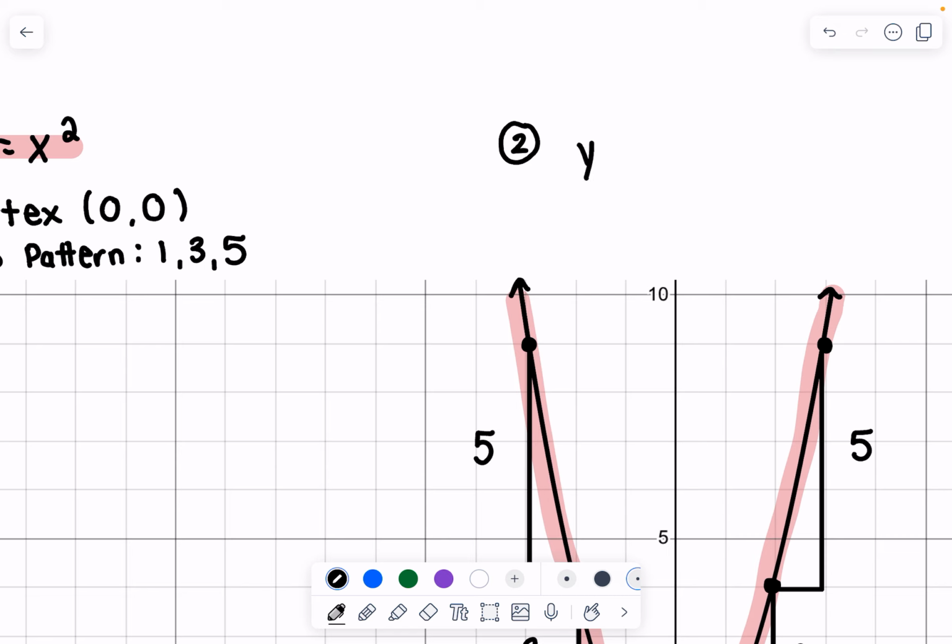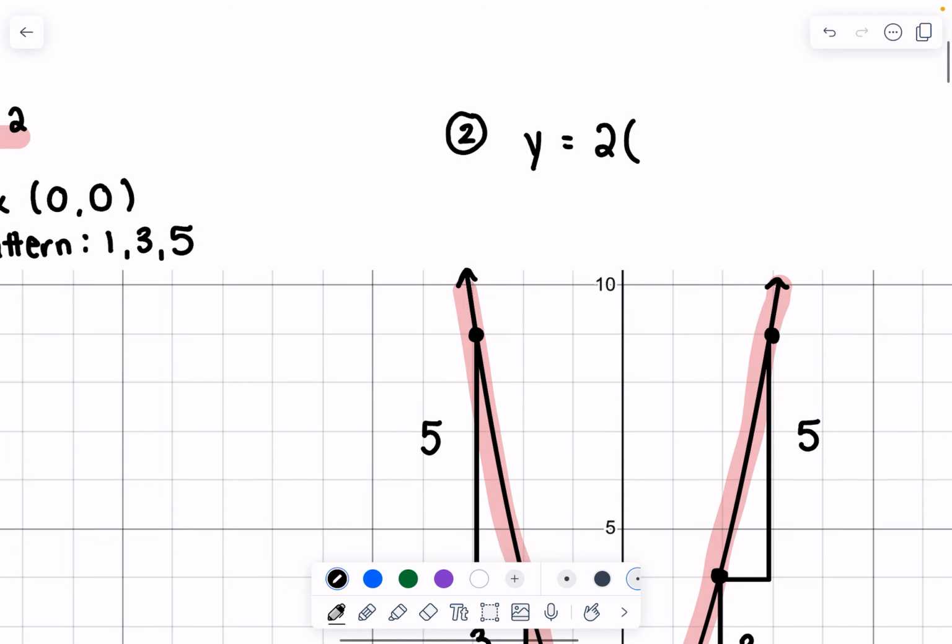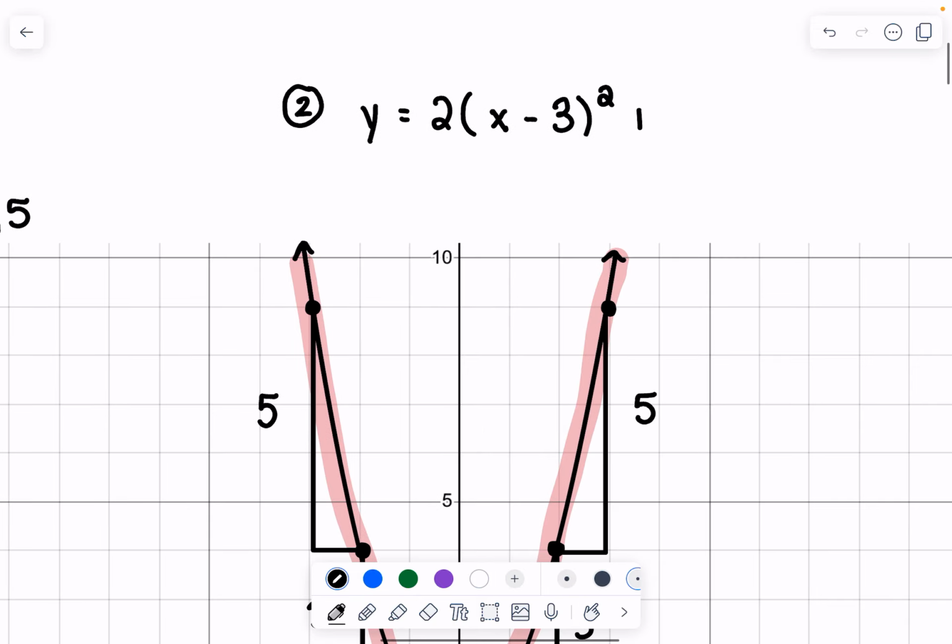Now we're going to write a new function right beside, so we'll have 2. Let's do maybe x minus 3, and then plus 1. Kind of similar values as the last video. I'm going to use a different color just to distinguish the difference. So I'm going to use a nice purple here.